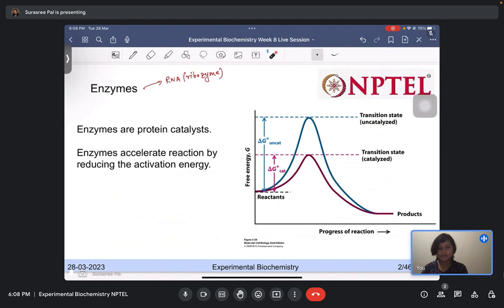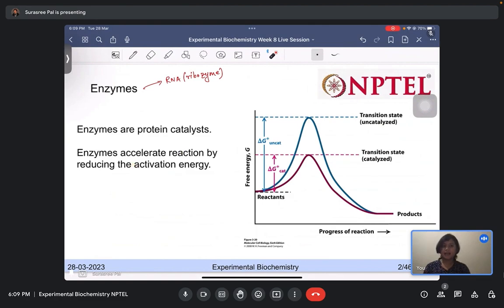So enzymes perform the action of a catalyst. We know in any chemical reaction, what is the role of a catalyst? It speeds up or accelerates the rate of reaction, but it does not participate in the reaction itself, and after the reaction it remains unchanged. The same thing applies for an enzyme also. So they are biological catalysts. Enzymes accelerate the reaction rate by reducing the activation energy of the reaction.